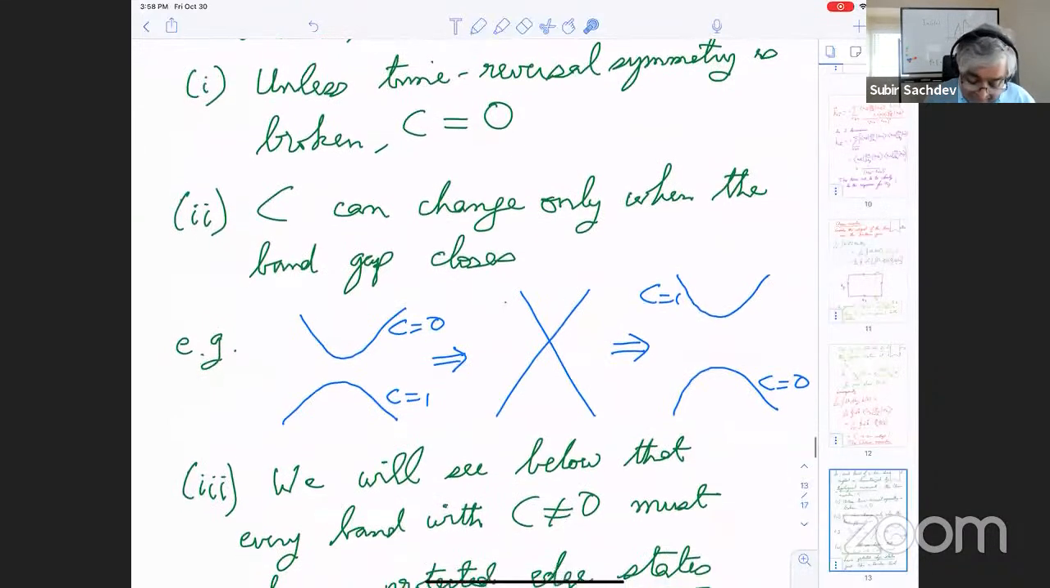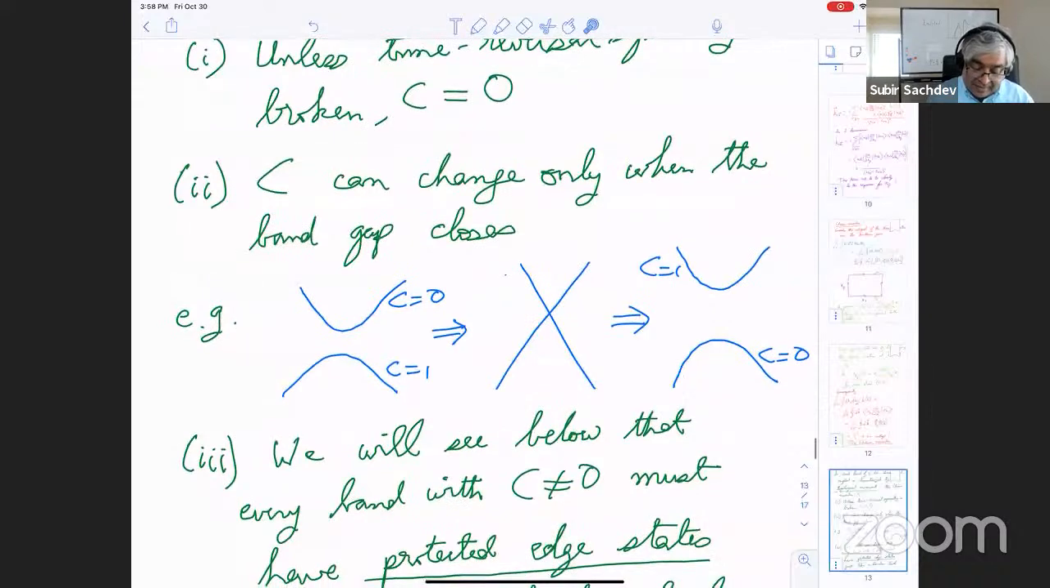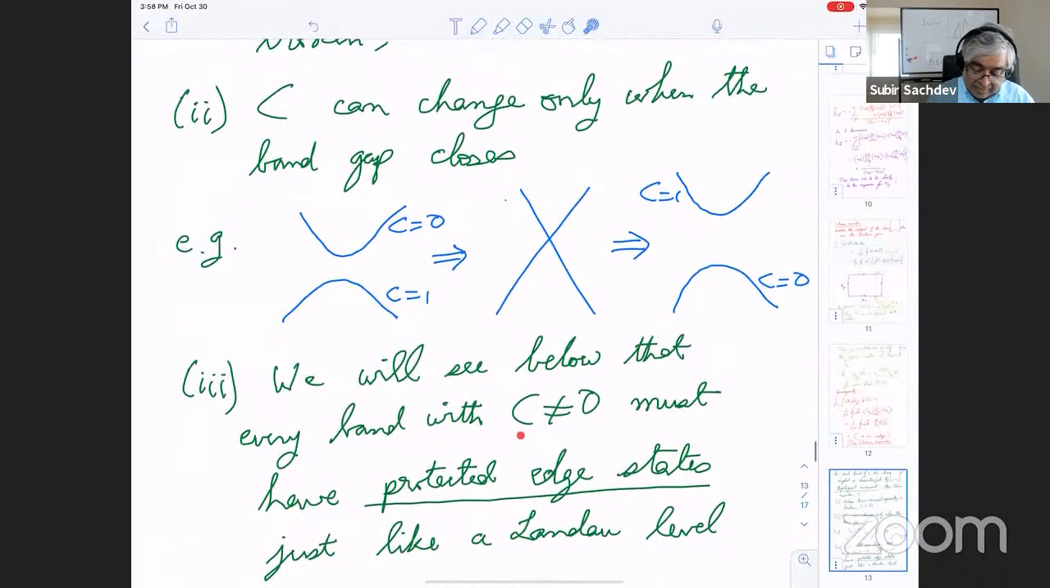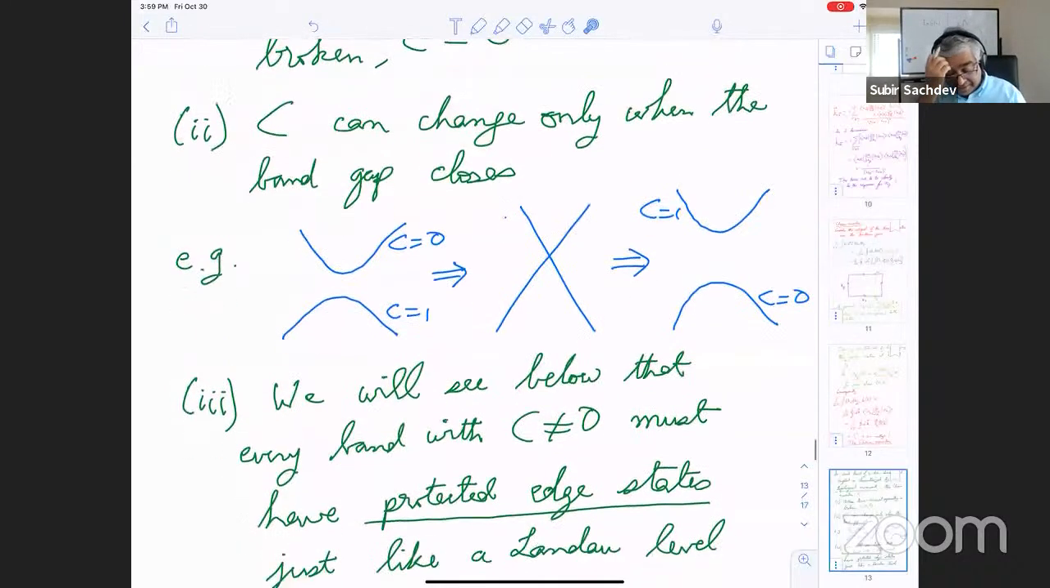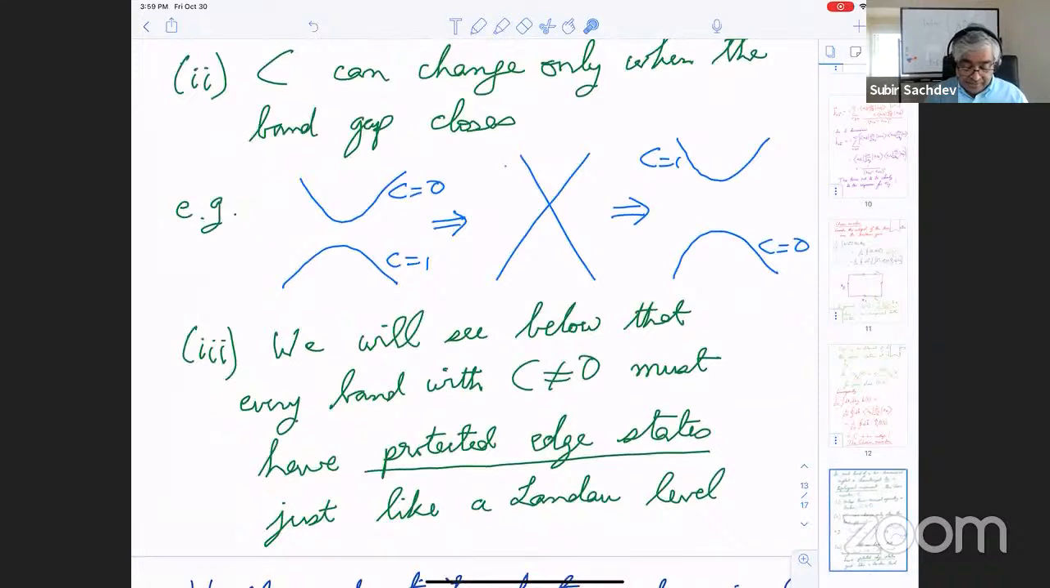And finally, what we will see is that this Chern number is intimately connected to the Hall conductivity. This means that, just as we found for Landau levels, by the same anomaly inflow argument, if you have a crystal with a non-zero Chern number, then at the edge of the crystal there must be edge states, which are protected topologically as long as the Chern number is non-zero. So that's another important property of this Chern number. It implies protected edge states.